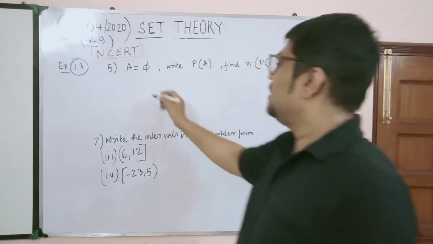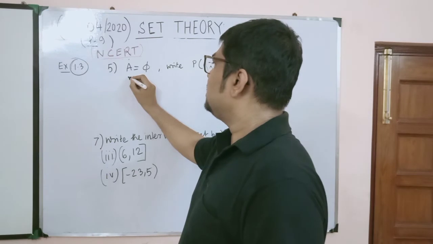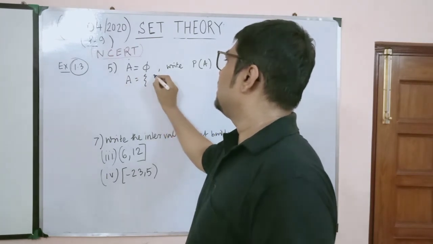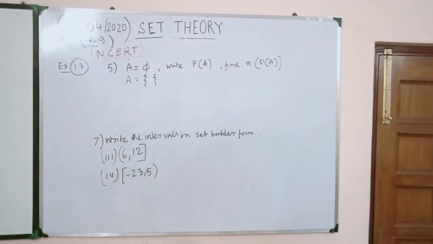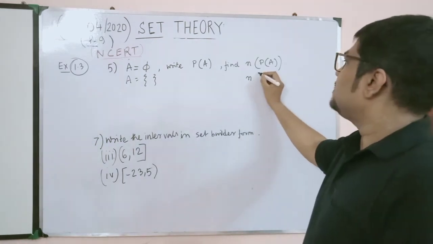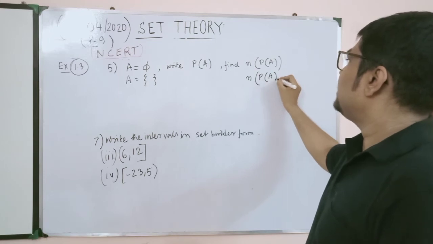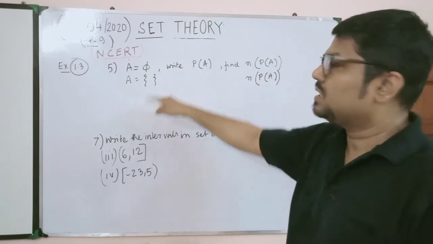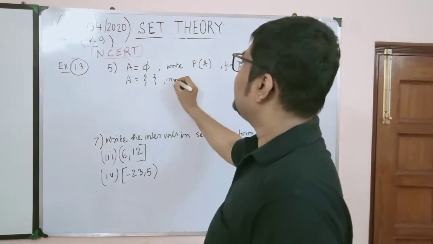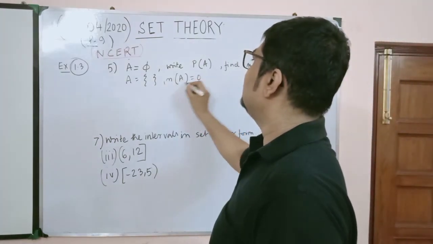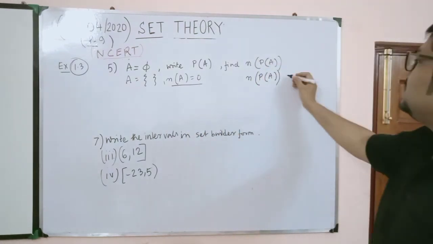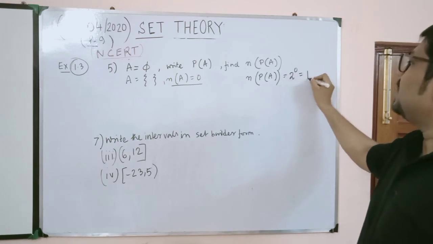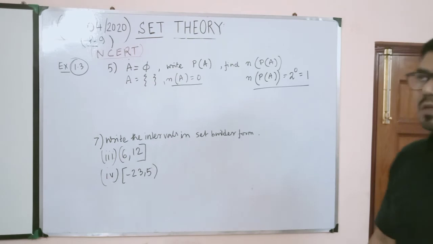So first of all, you see how many elements are there in A. How many elements are there in A? No elements. That means zero elements. So n of P(A), you always know there is a formula behind it, I told you that day, that is 2 to the power of this cardinality. Here n of A is 0, because this is an empty set, null set. So this will be 2 to the power 0, that is 1. n of P(A) will be 1. Is it okay?